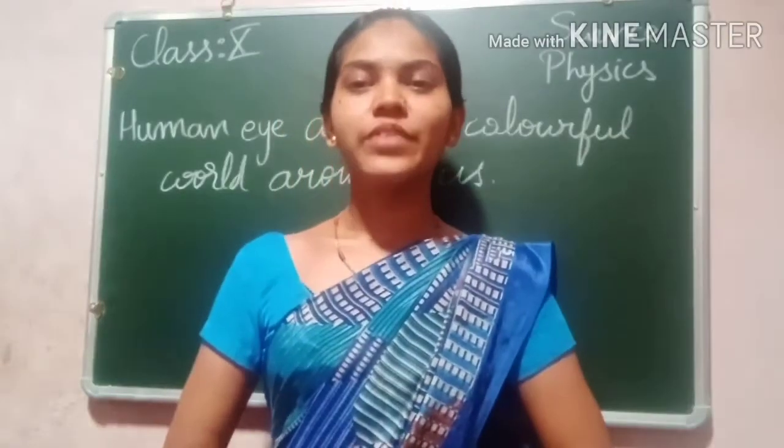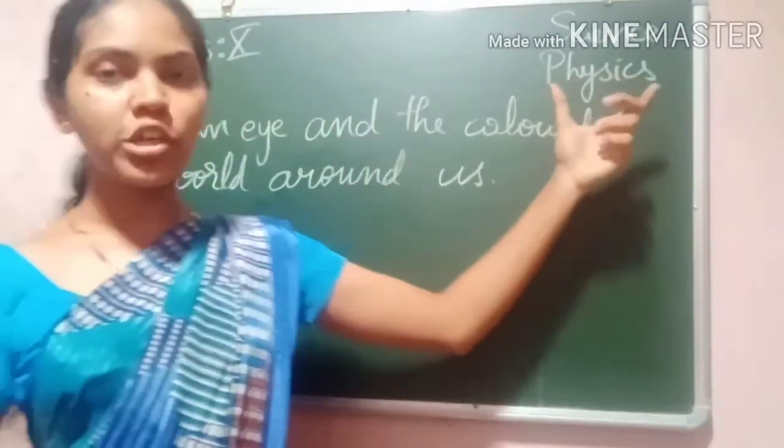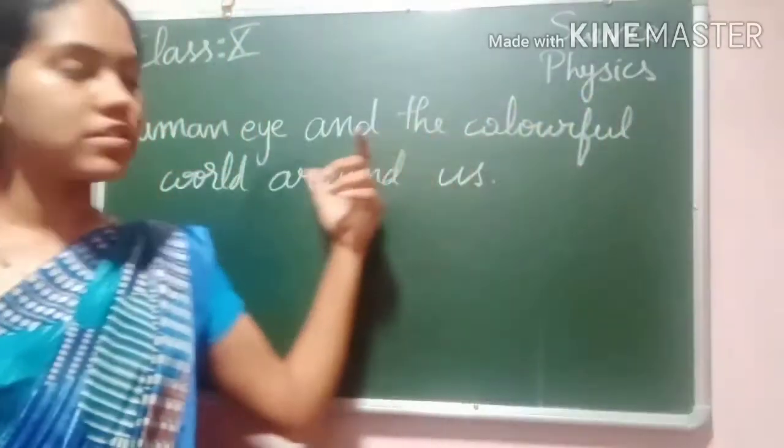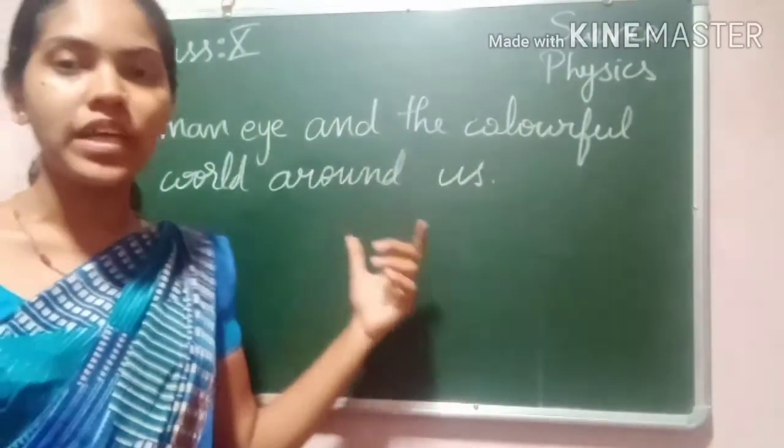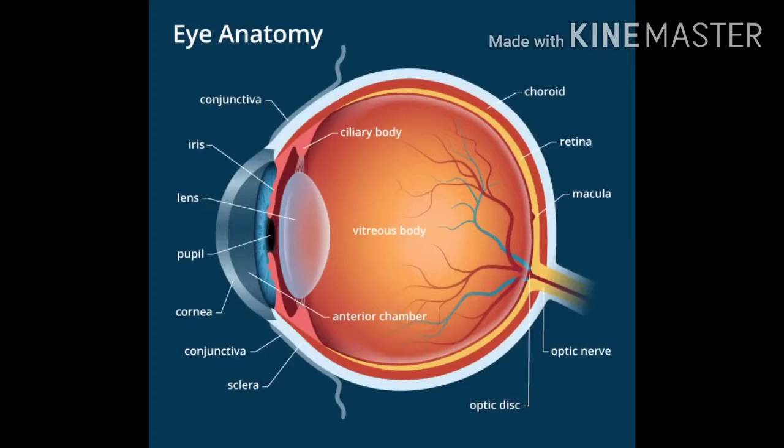Dear students, we are in 10th standard. I am going to take up the physics chapter, that is Human Eye and the Colorful World Around Us. In the previous class, we have discussed the structure of the human eye and its function.